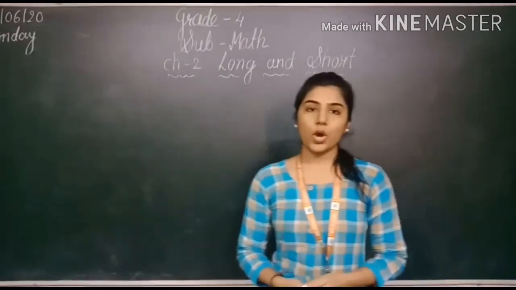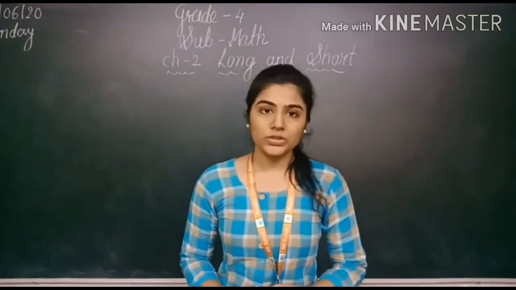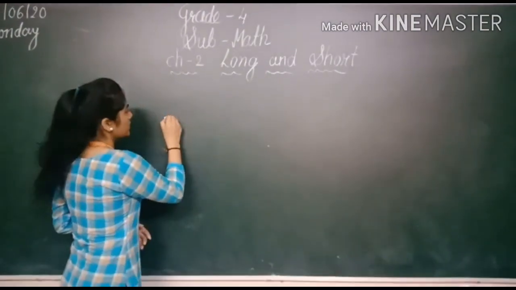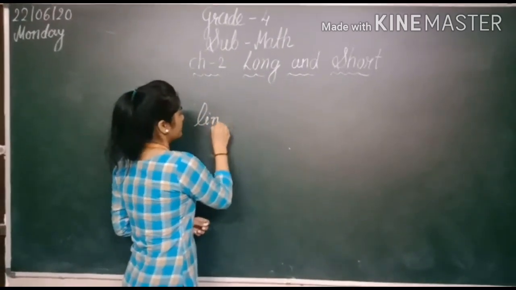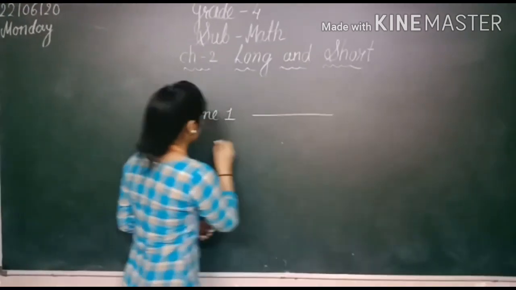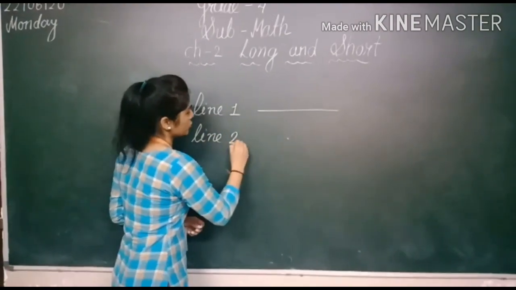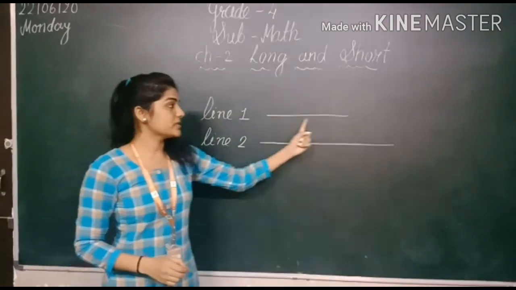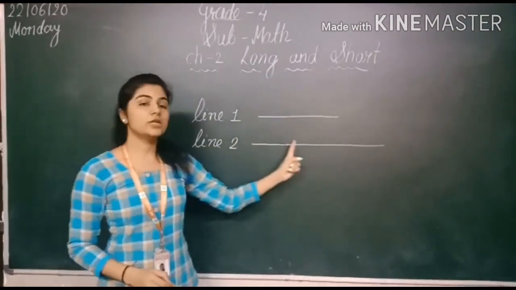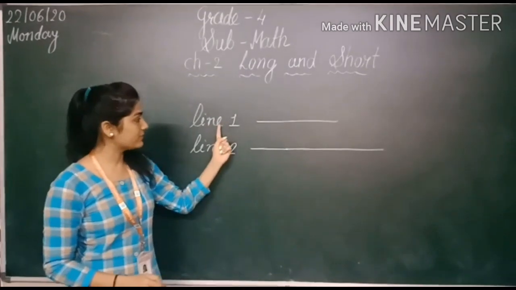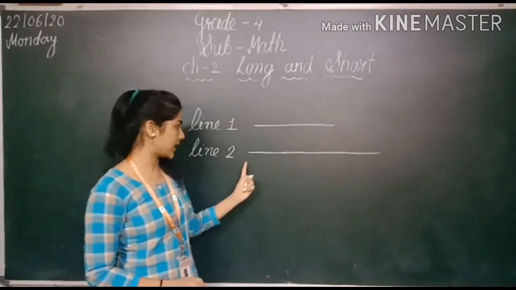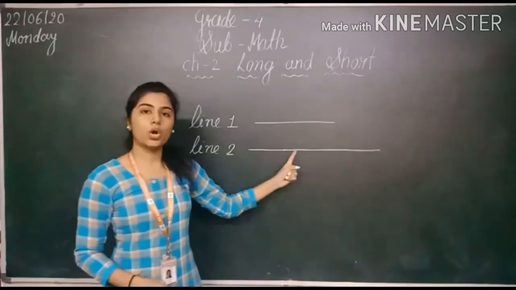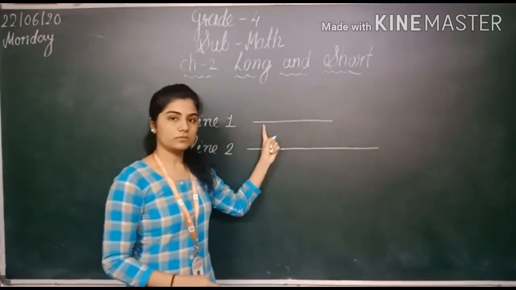What do you mean by long and short? These two terms are of distance. Suppose I am drawing here two lines, line 1 and line 2. Now you can observe here, line 1 is short and line 2 is long. So we can say that line 1 is shorter than line 2, or else we can say that line 2 is longer than line 1.